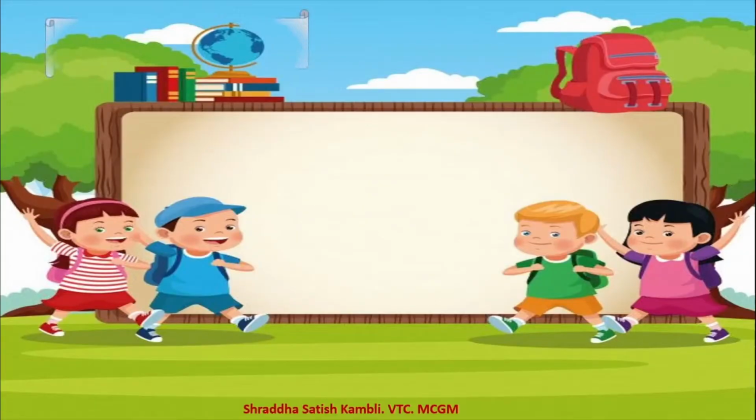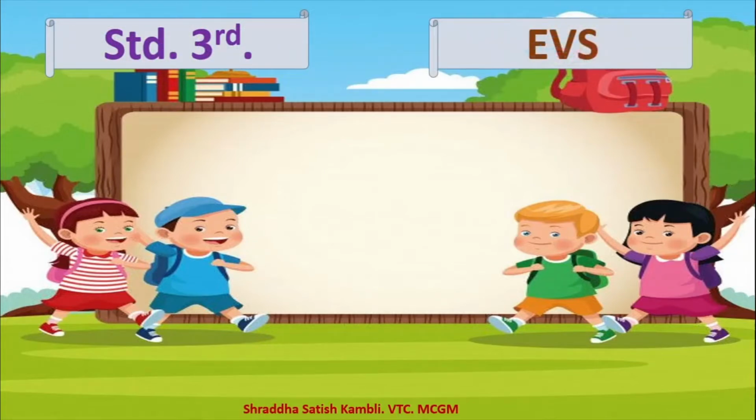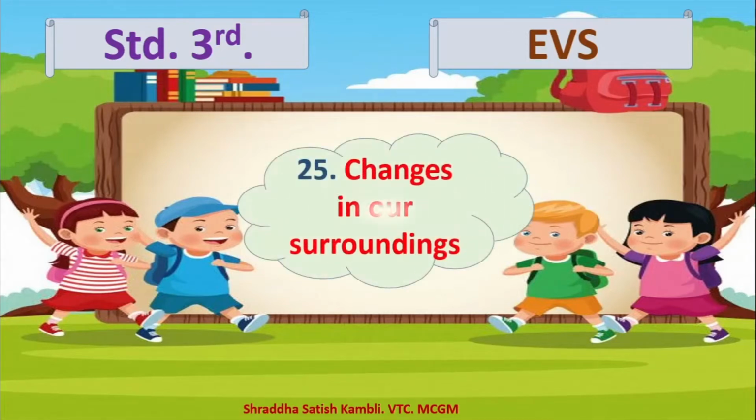Come on children, let me welcome you to a lesson in Standard 3rd EVS. Now, the lesson for today will be the last lesson that we are doing in this year's EVS, and the name of the lesson is lesson number 25, Changes in Our Surroundings. If you look at the picture over here, you can see a lot of trees in the background. You can see grass, you can see the children going to school.